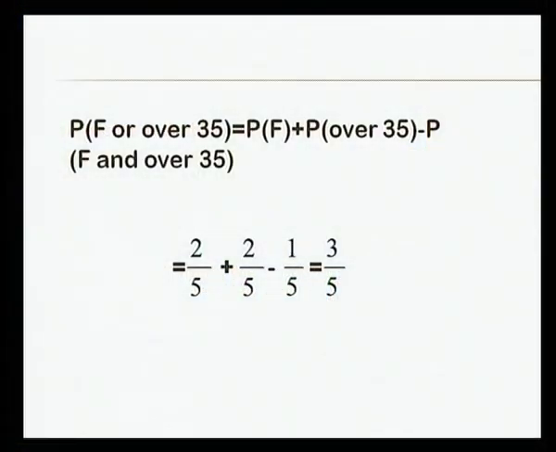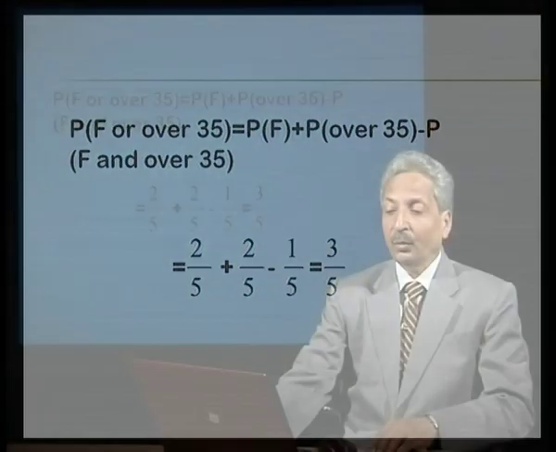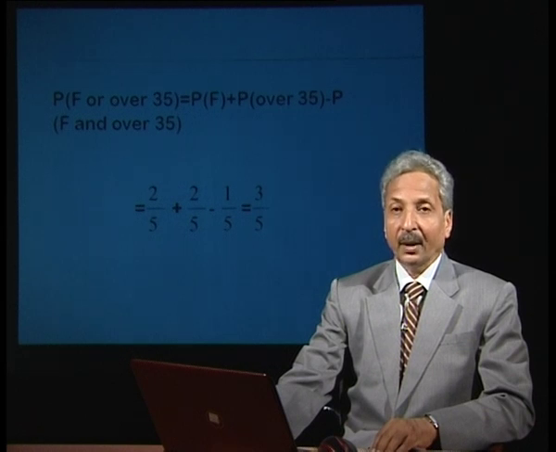So, applying rule 1, the probability of F or over 35 is equal to probability of F plus probability that the person is over age 35 minus probability of F and over 35. The third component is the A intersection B. Since there are 2 females out of 5, the probability of F is 2 by 5, and out of 5 there are only 2 people whose age is above 35.